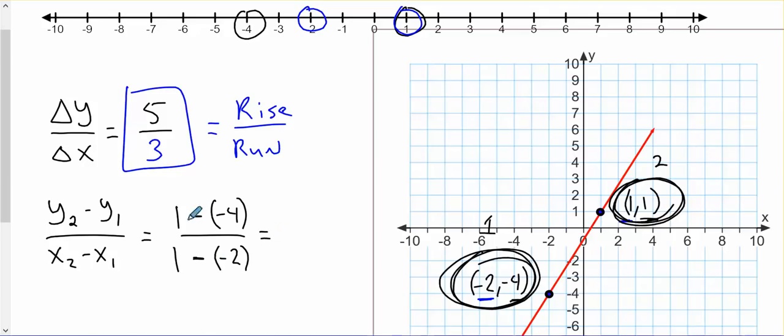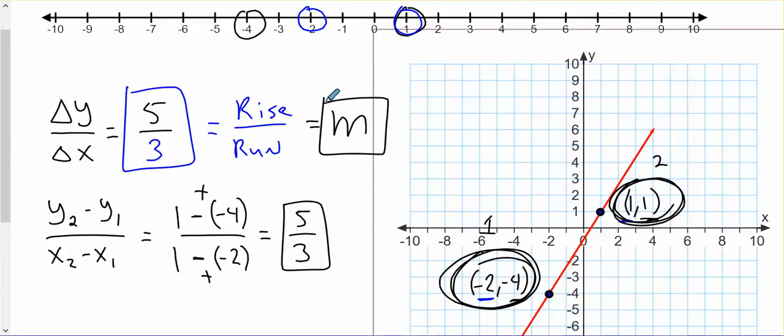And so when we say 1 minus a negative 4, that's really 1 plus 4. What is 1 plus 4? That's 5. And 1 minus a negative 2, that's 1 plus 2. So that's 3. So either way you do it, you'll get 5 over 3. I like thinking about it as a change, but really it's the same thing to do y2 minus y1 over x2 minus x1. What else is slope? We also call that the letter m. The letter m will always stand for slope.